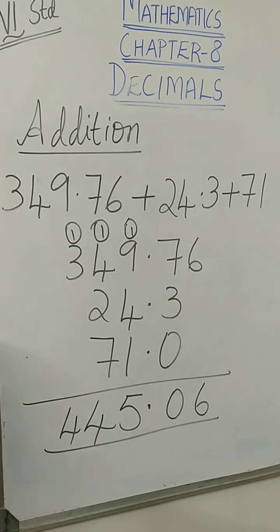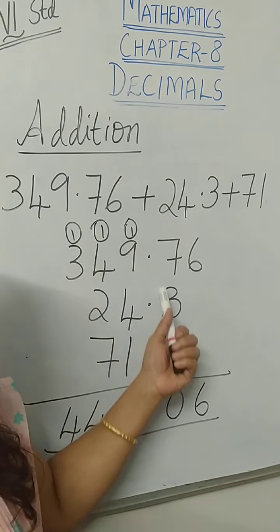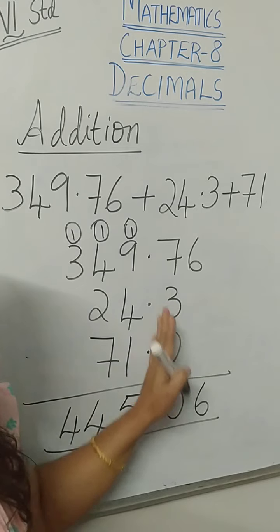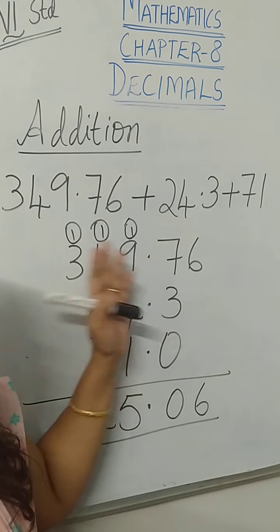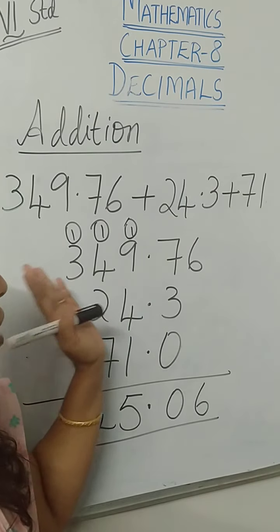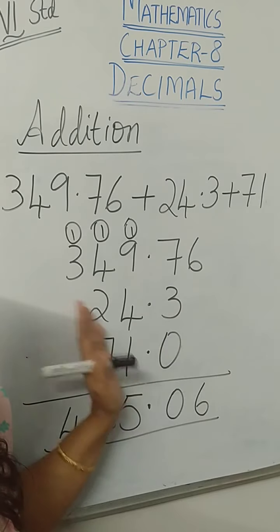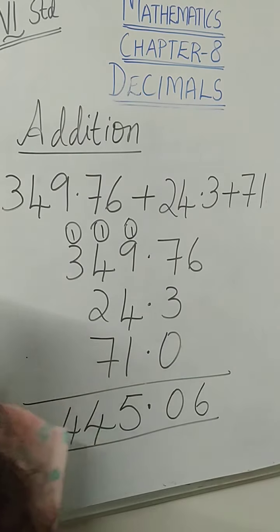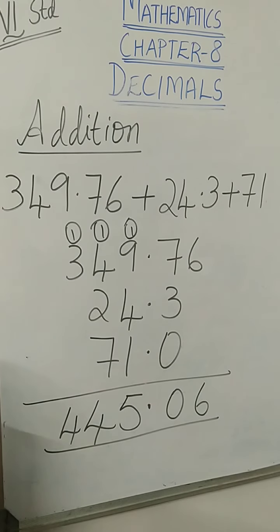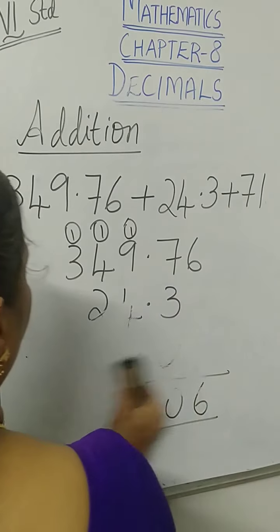Yes, the only thing here you have to take care of is that the decimals should come one below the other. The numbers which are before the decimal should be written properly, and the numbers after the decimal should be in the same order. You should not try to change the order of the decimals. Okay? I'll show you another example.